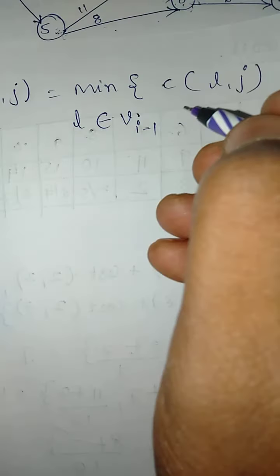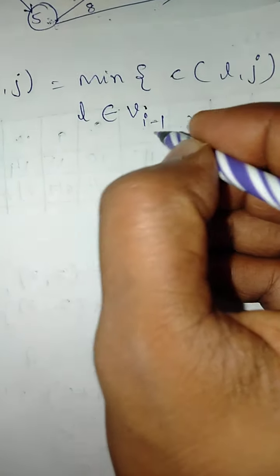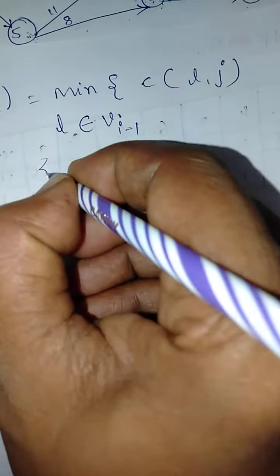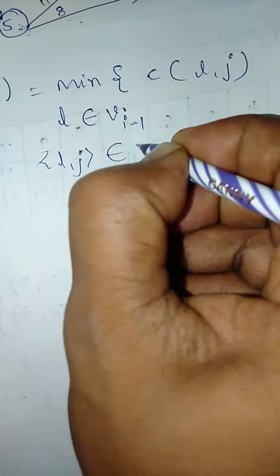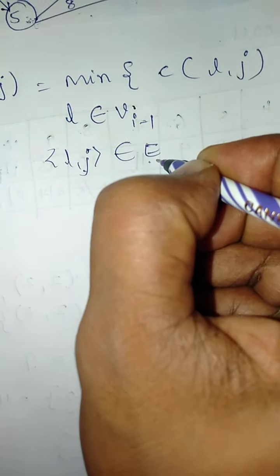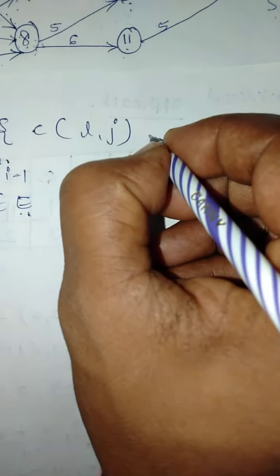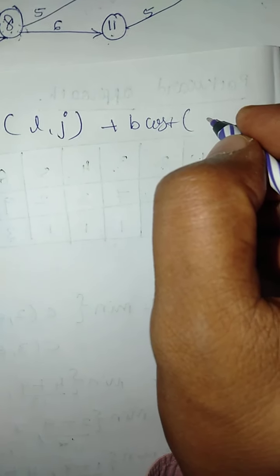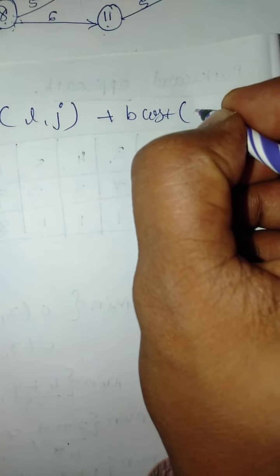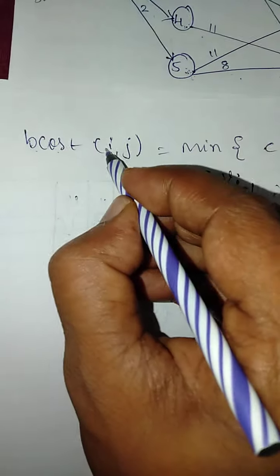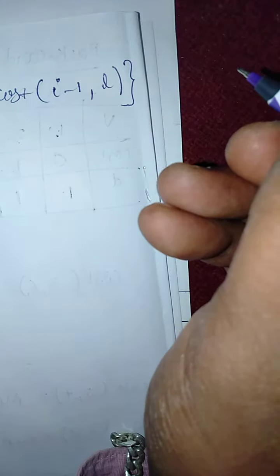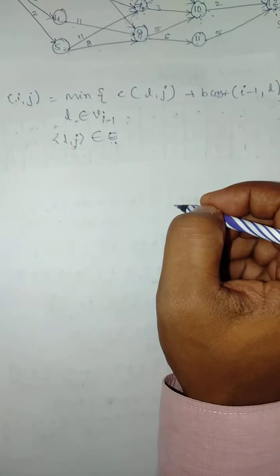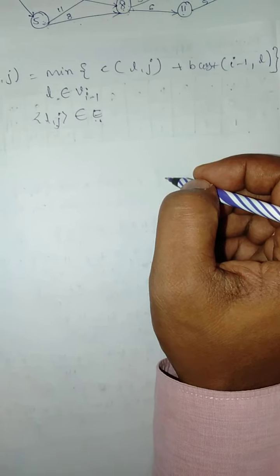In the forward approach it was i plus 1, and here it is i minus 1, and l to j there is an edge, I mean this edge is present in the edge list, correct. So minimum of C(l,j) plus bcost of the vertex of the previous stage, so the previous stage is i minus 1, and the previous vertex will be (i minus 1, l), that's it. So just compare this formula with the forward approach, you will understand better.